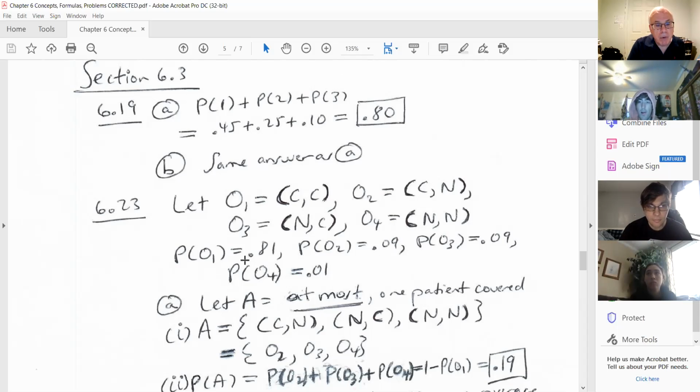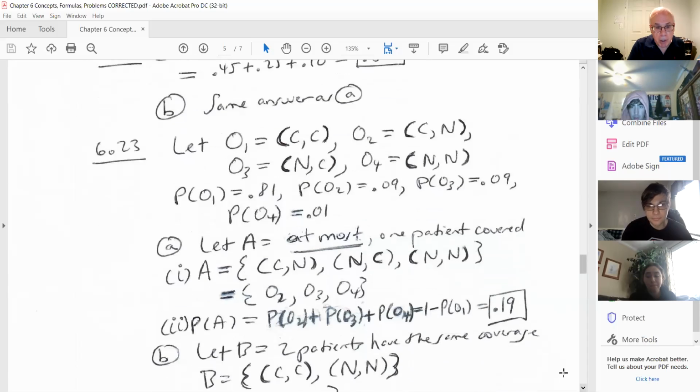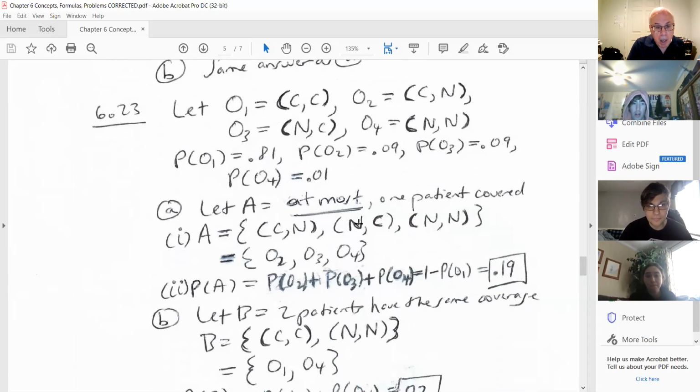Now, they give you these probabilities of each of these four events. This was given in the problem. Notice that the probabilities are not equal to each other, except O2 and O3 are equal, but the others are not. And then they came up with these additional events. For example, the first one, event A, says at most one patient is covered out of the two. So that means either one patient is covered or neither one of them is covered.